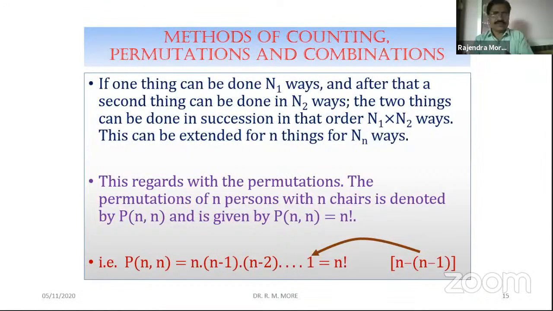Taking this example of the chairs, that is called a permutation. The permutations of n persons with n chairs are denoted by P, where P stands for permutation. Sometimes P is denoted for probability also, so small p as well. It is given by P_nn equal to n factorial. How? P_n is n times n minus 1 multiplied by n minus 2, and so on. If I expand this, it will end with minus n plus 1, and this is n factorial. You can take a small example and make the calculations. You will see that it will be n factorial.